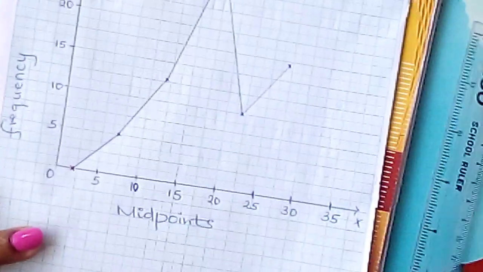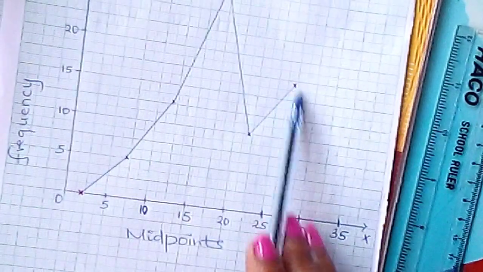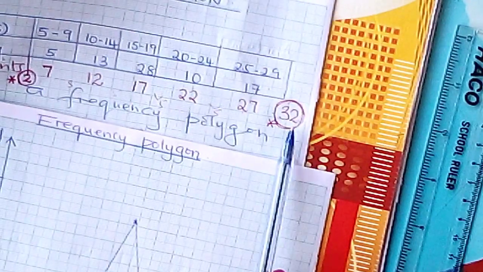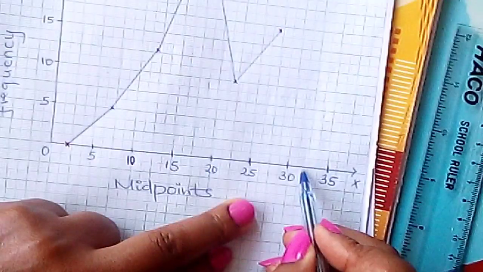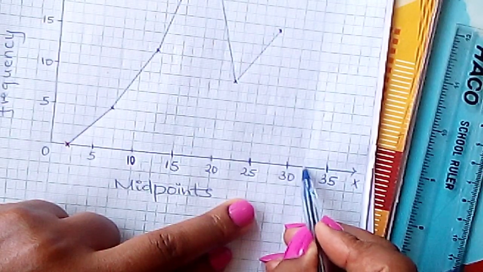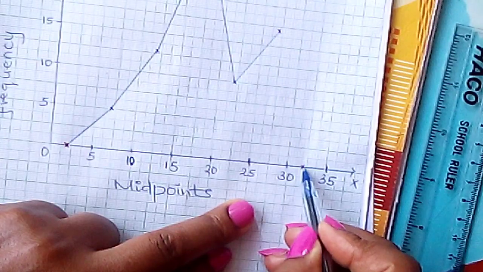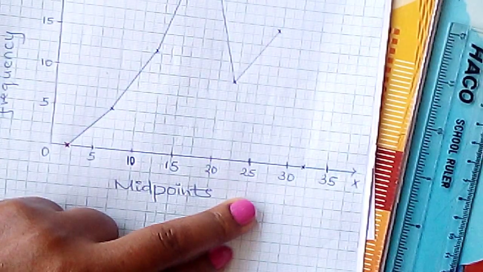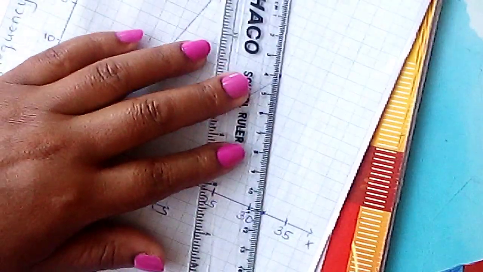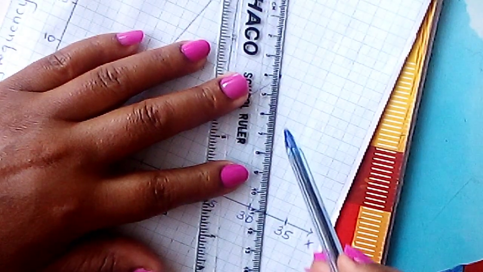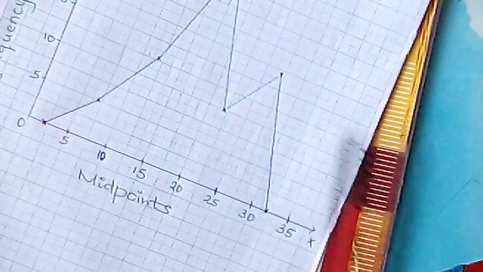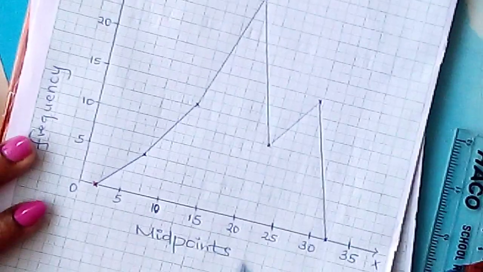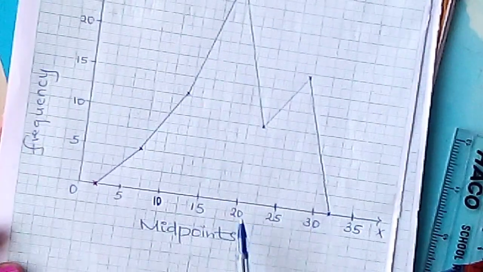You do the same on the other side, learner. This point has to be joined to the x-axis. To where? We talked of 32. Come and get your 32 here, learner. You get it correctly. It should be somewhere here. Here we are, 32. So you come with your ruler, learner, and you join these to this point there. And there we have the complete frequency polygon.